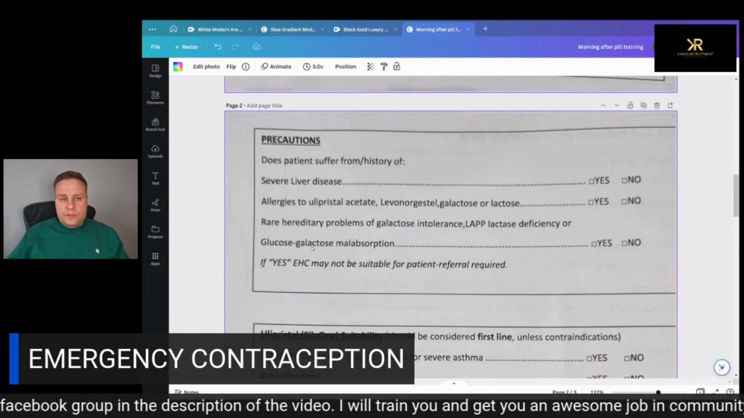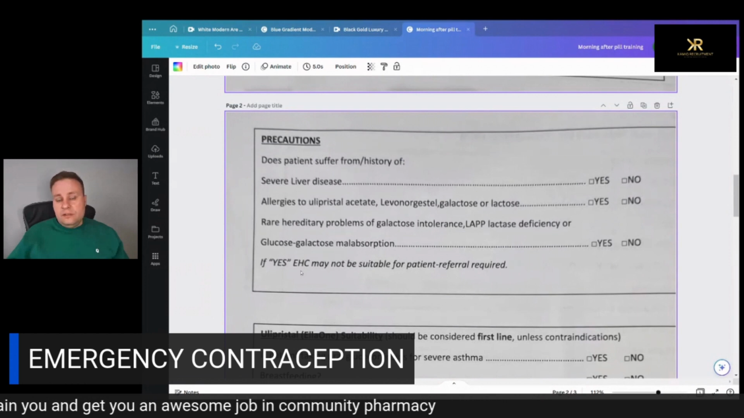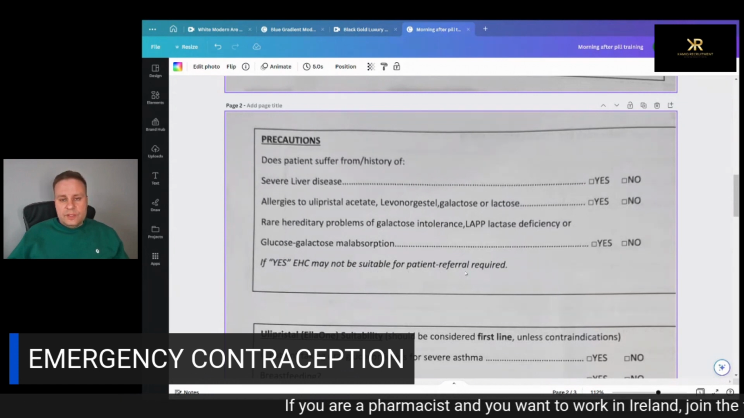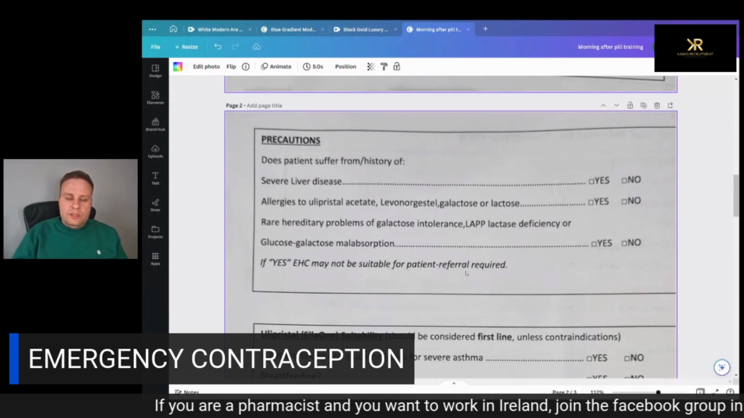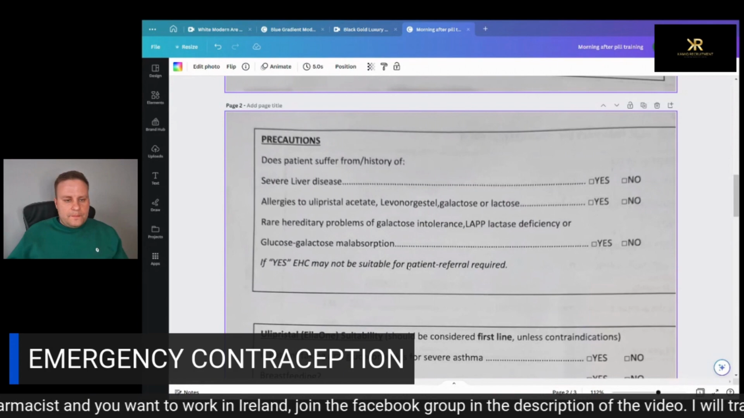If the patient responds with a yes for any of these, again, the emergency hormonal contraception may not be suitable, and you may refer the patient to the GP or to a clinic to be assessed by a doctor.